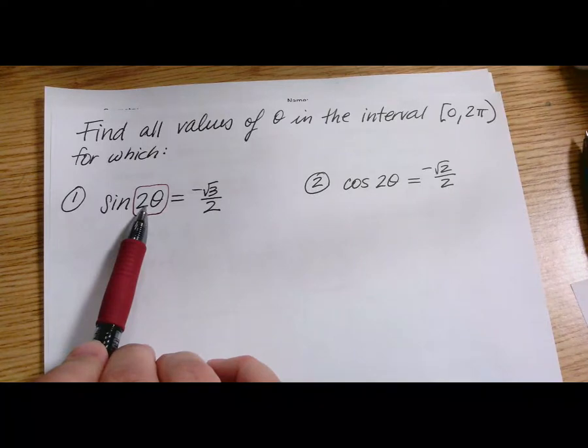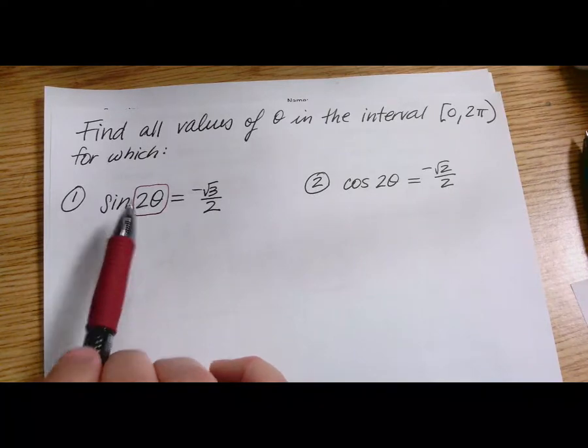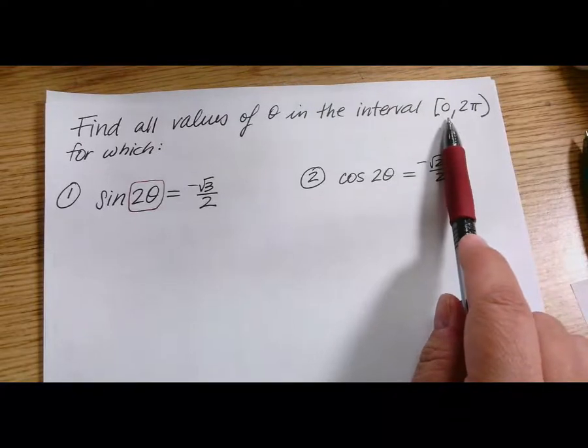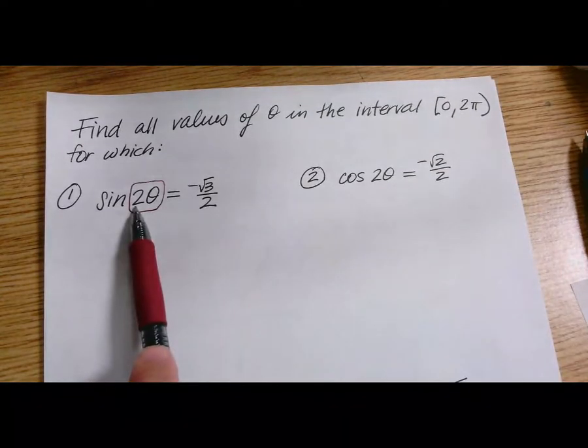There's an example on the board right now that we worked on yesterday. It was from 0 to 2 pi. And basically because of this 2, we ended up having to look from 0 to 4 pi because we're going to divide by 2. So values that are even more than one rotation around, once you divide by 2, are between 0 and 2 pi.